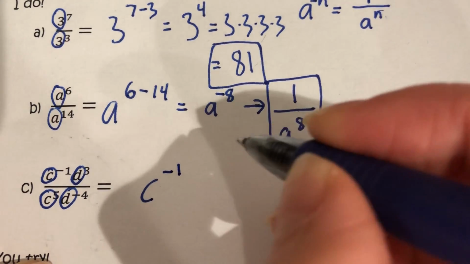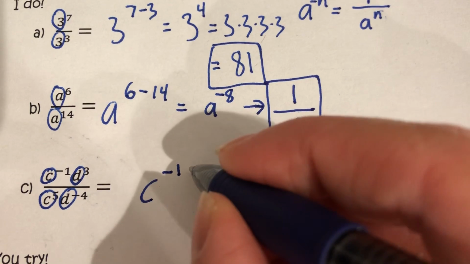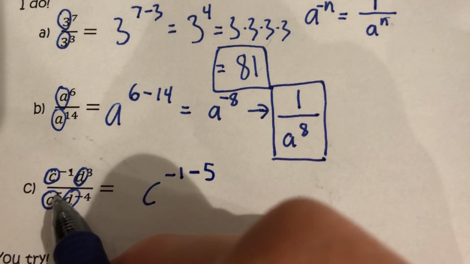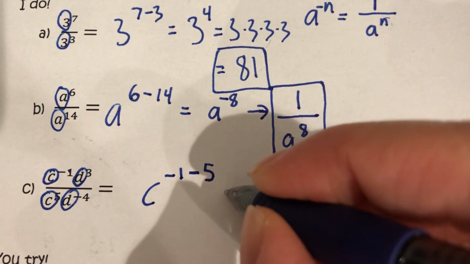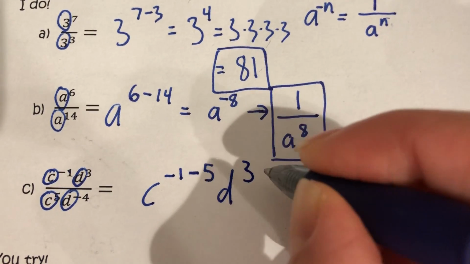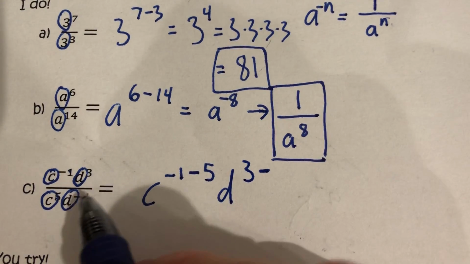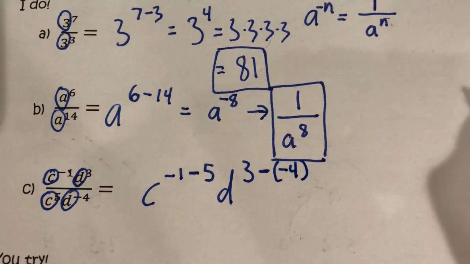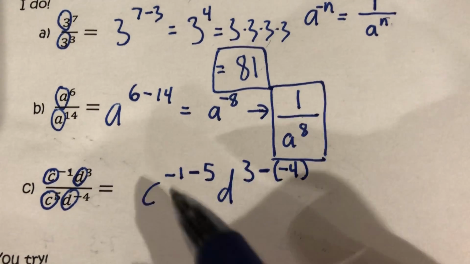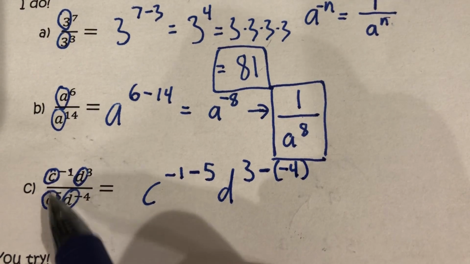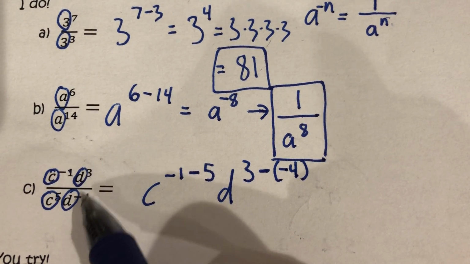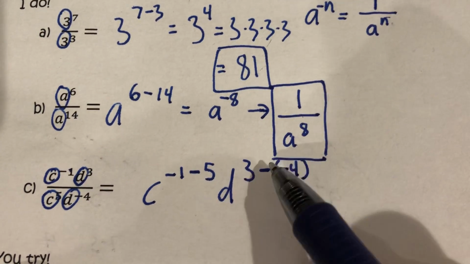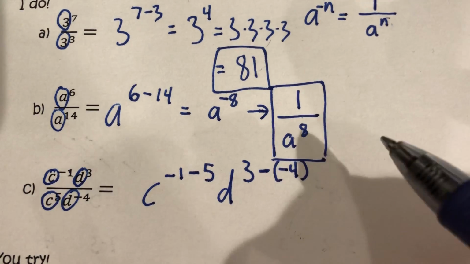c to the negative 1 minus 5. Remember, it's top minus bottom. And here I will have d to the 3 minus a negative 4. So I'm going to use my parentheses, just so I don't get confused. Let's look back at this again. The top minus bottom, negative 1 minus 5. Top minus bottom, 3 minus a negative 4. Do not get confused with your negatives. Make sure you use your parentheses. You guys are good at that.